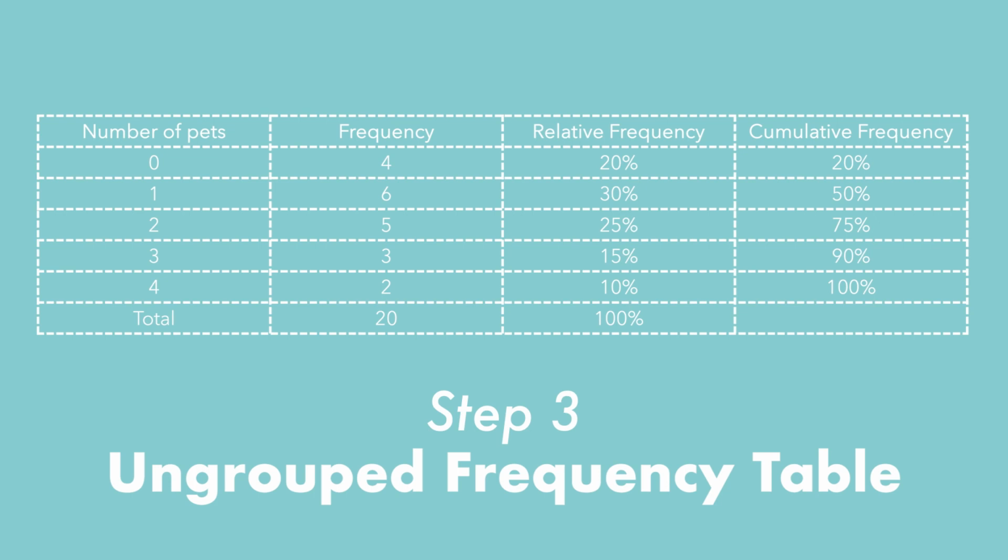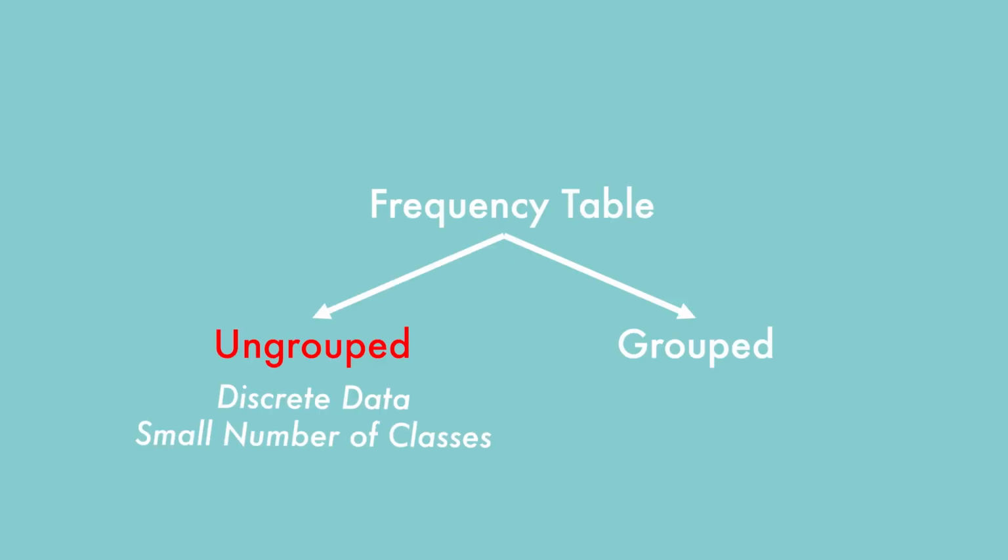Step 3. The fourth column is the cumulative frequency column. You must add one value to the next, then add the sum to the next, and so on until the last value is reached. The end cumulative frequency will be the total of all frequencies. In the end, you will obtain an ungrouped frequency table with several columns. We use this table for data that is discrete with a manageable set of classes.